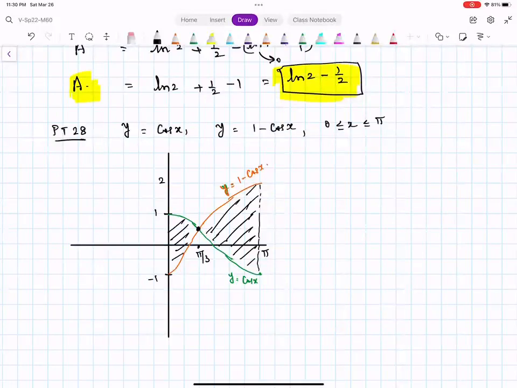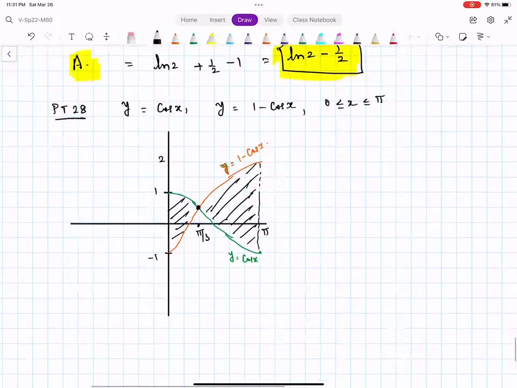Let's say problem number 28. We have to find the area between the two curves, y equal to cosine x and y equal to 1 minus cosine x, where x lies between 0 and pi. So we have to graph them first, and then we have to decide where the two graphs meet.